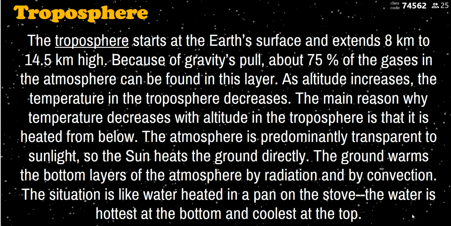About 75% of the gases in the atmosphere can be found in this layer. As altitude increases, the temperature in the troposphere decreases. The main reason why temperature decreases with altitude in the troposphere is that it is heated from below. The atmosphere is predominantly transparent to sunlight, so the sun heats the ground directly. The ground warms the bottom layers of the atmosphere by radiation and by convection. The situation is like water heated in a pan on the stove. The water is hottest at the bottom and coolest at the top. This is troposphere.